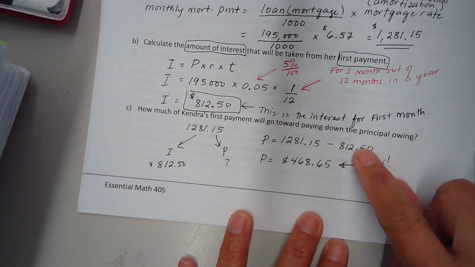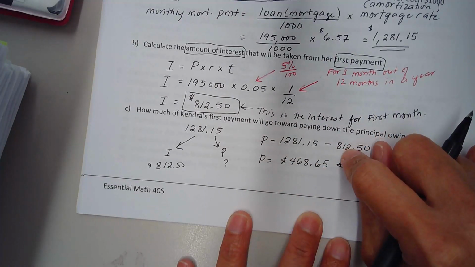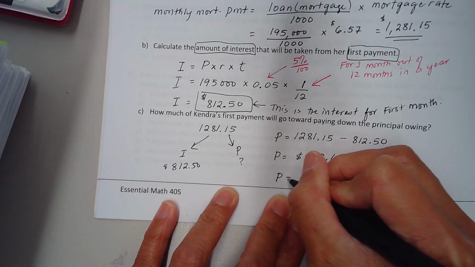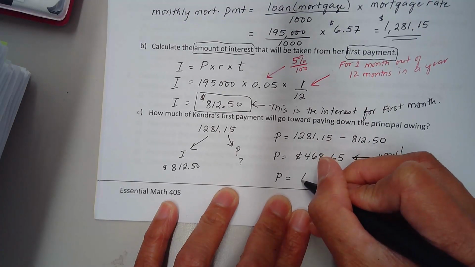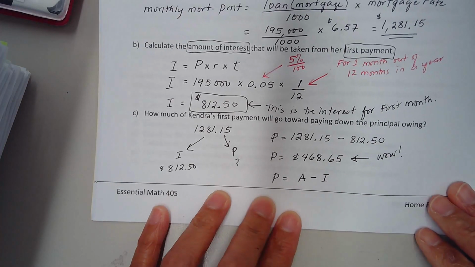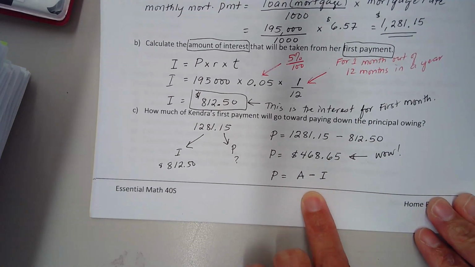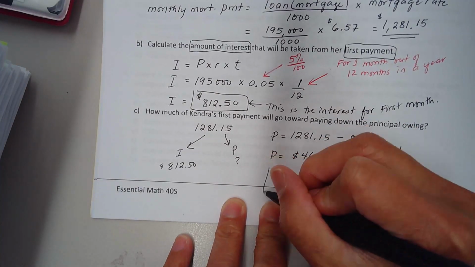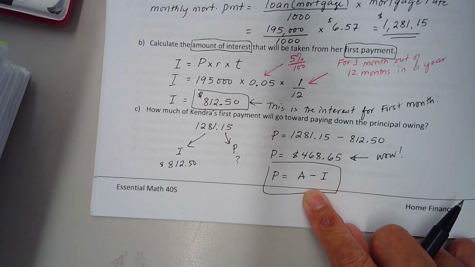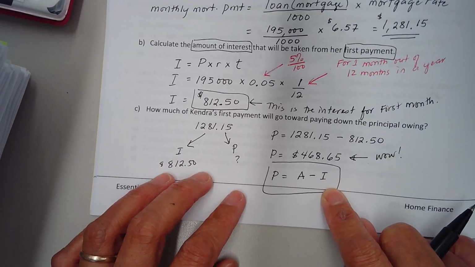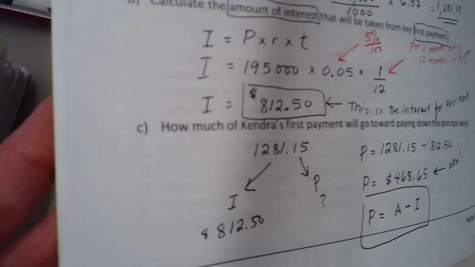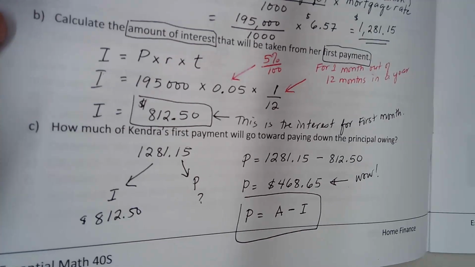Do you want the formula for this? Probably, yeah. Okay, so principal is equal to the amount that we paid minus the interest. So this is the formula: the amount that went to the principal is equal to the amount that we paid minus the interest that went to the bank. Good?